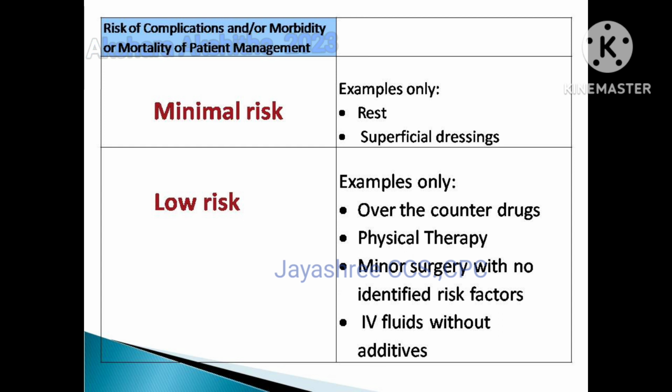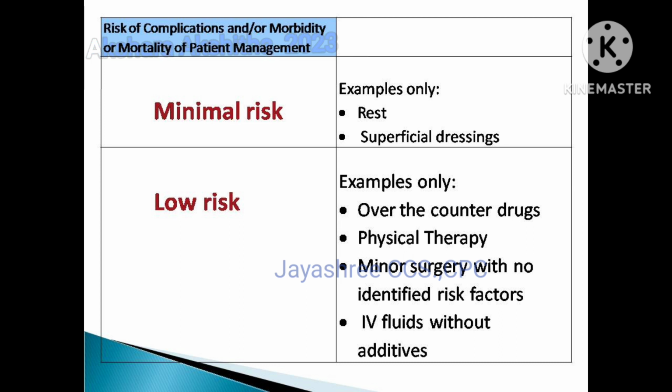What is a no identified risk factor? Usually, before doing the surgery, we sign one paper, right? Consent signing: whatever happens, the risk, everything, we take responsibility. That is the risk signing, consent signing, that is with no identified risk factors. If any minor surgery is performed by the doctor on that patient with no identified risk factor, we can consider it low risk. Okay, then IV fluid without additives.